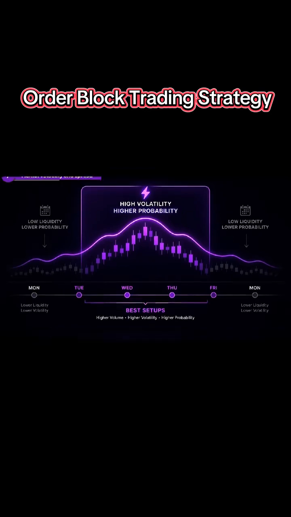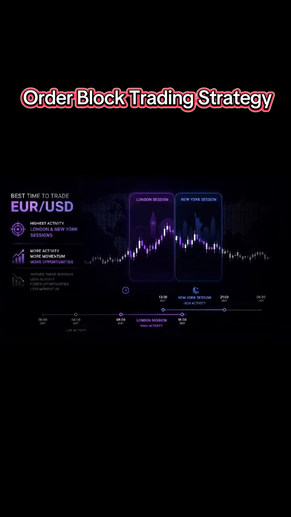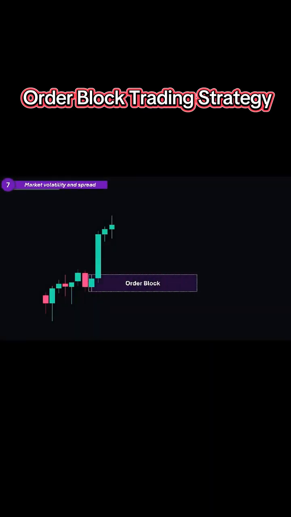In addition, currency pairs such as euro-dollar are generally best traded during the London and New York sessions, when market activity is at its highest. Trading outside of these sessions often provides fewer opportunities because the price lacks the momentum needed to produce meaningful market moves. Another important factor when trading order blocks is understanding how to deal with the spread.